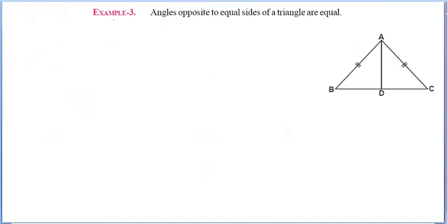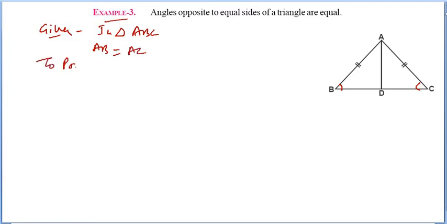Now come to example 3. Angles opposite to equal sides of a triangle are equal. These angles are equal. So given in triangle ABC, AB is equal to AC. Now to prove that angle B is equal to angle C.